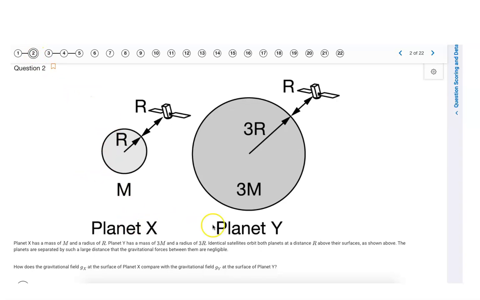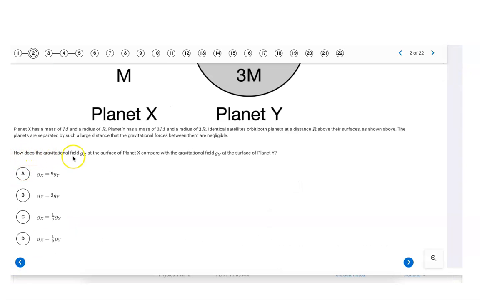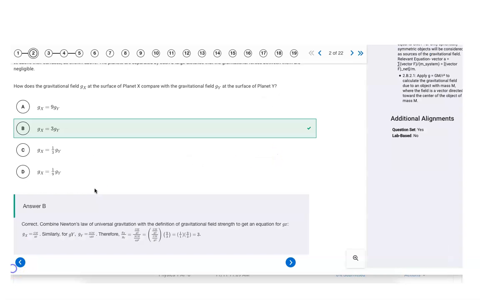You have planet X and planet Y. These are the parameters of these two planets, and the satellite is located at the same distance r from the surface of the planet. So the question is, how does the gravitational field on planet X at the surface of planet X compare with the gravitational field at the surface of planet Y? So the answer is B, and you have to be careful not to choose C here because it can be misleading.